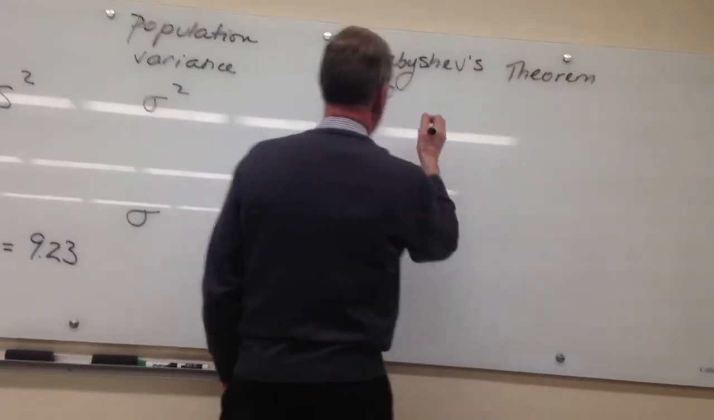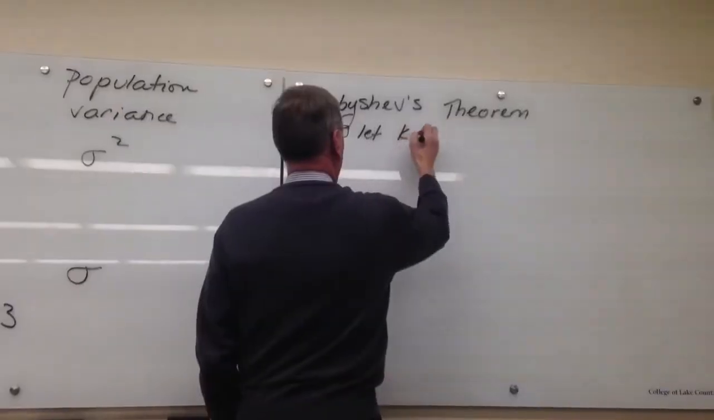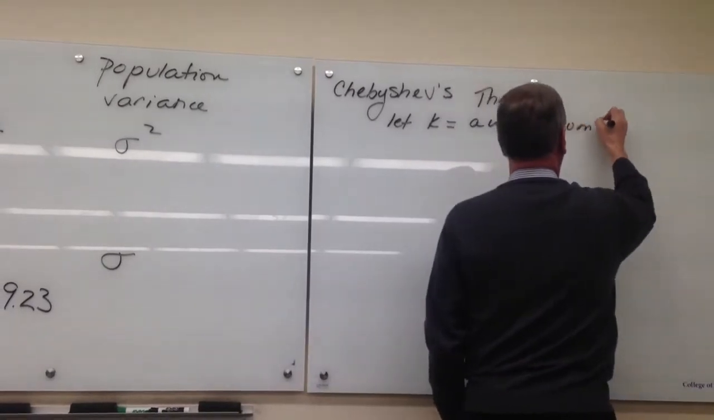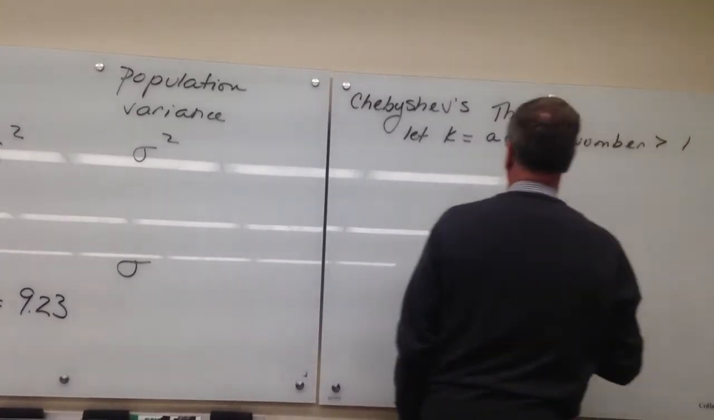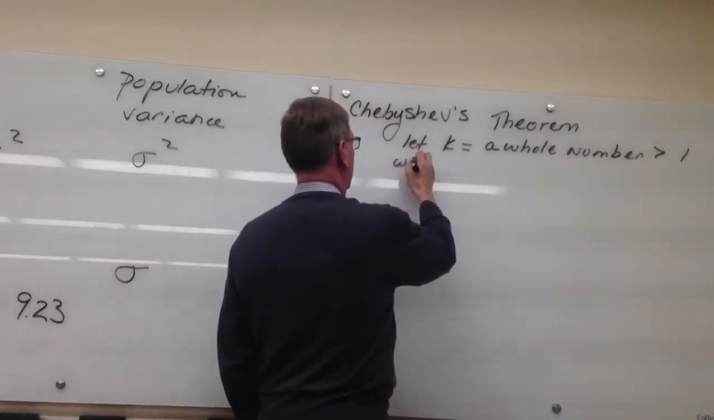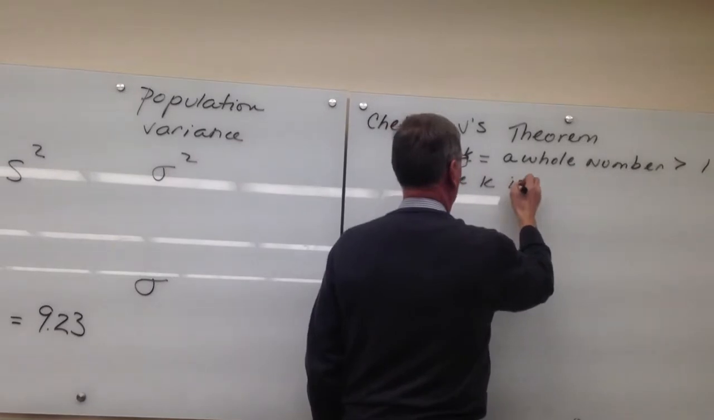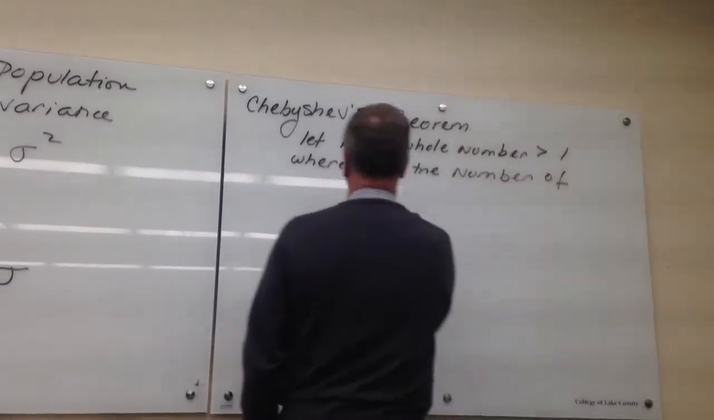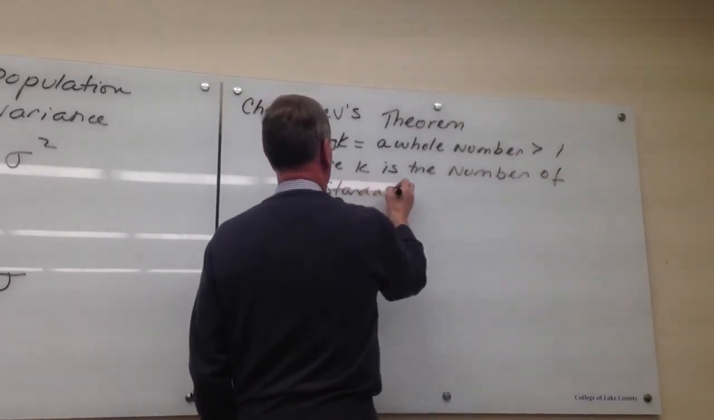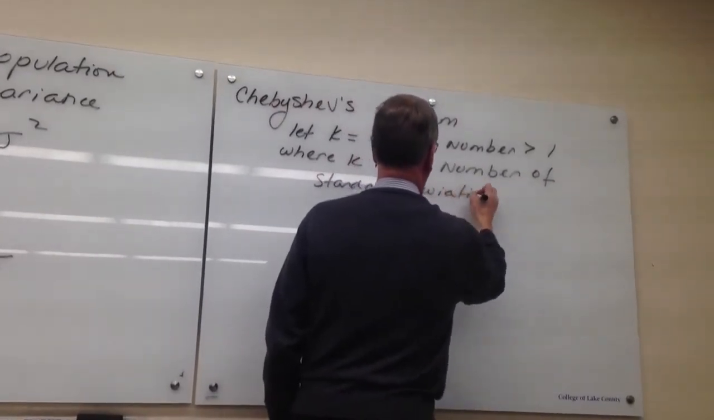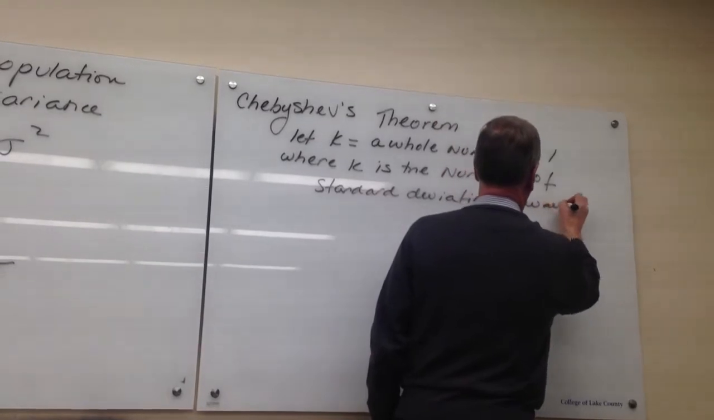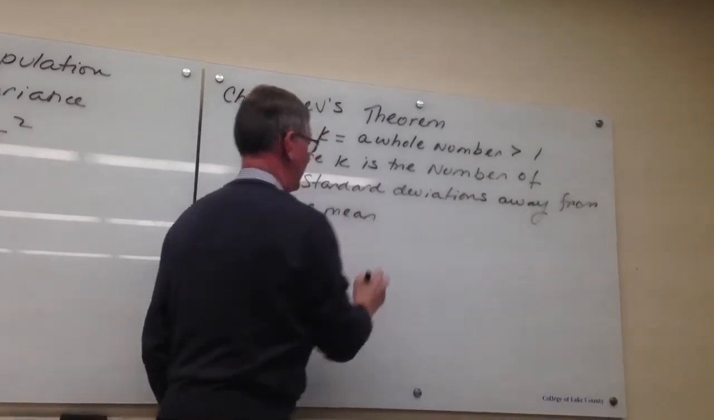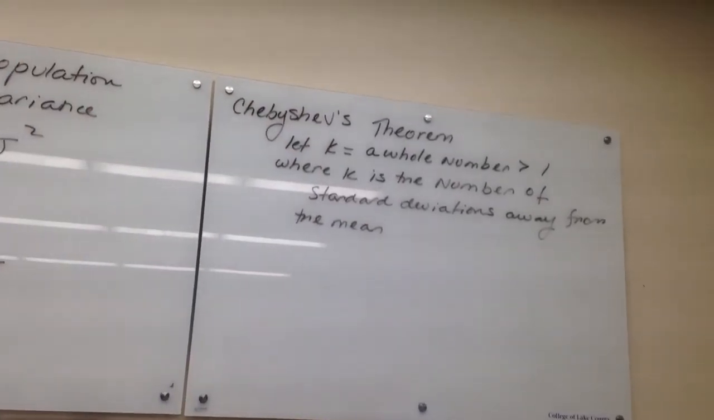Says that if you let K equal a whole number greater than 1, where K is the number of standard deviations away from the mean, then he can tell you how much data you will bound.